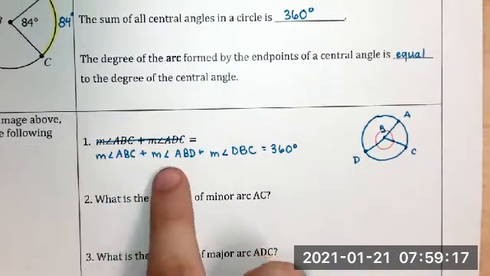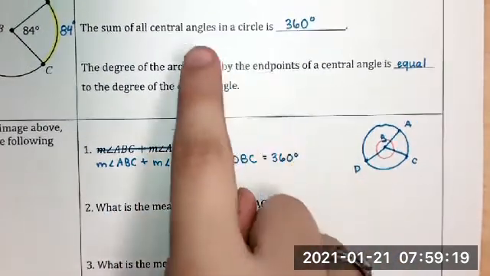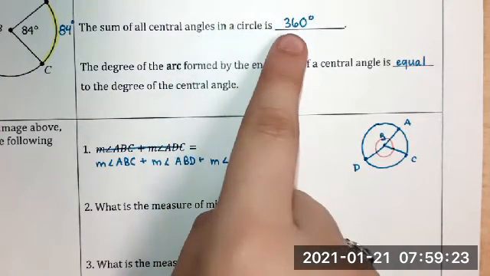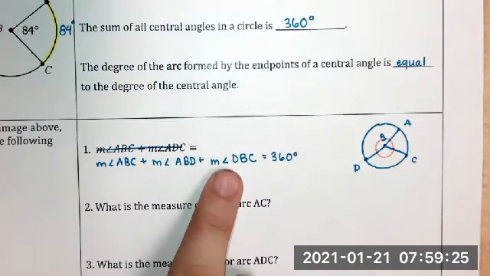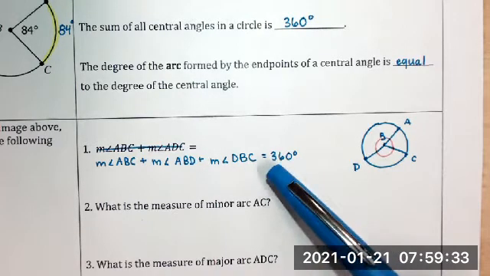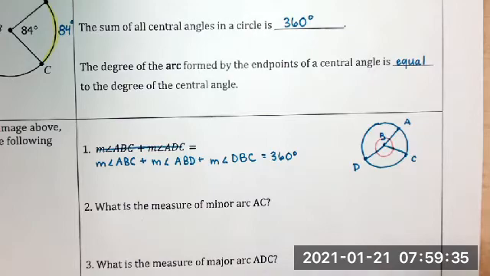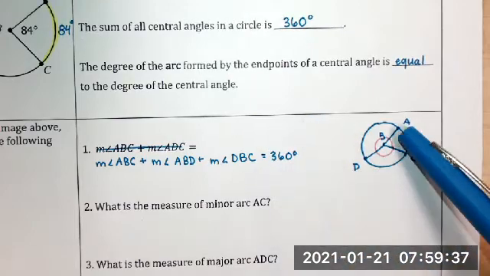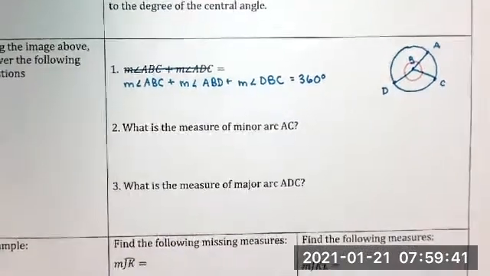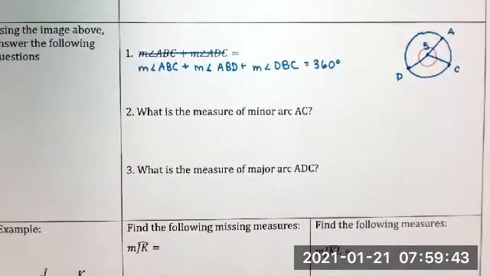So this right here is demonstrating this point here. The sum of all central angles in a circle is 360. These were all three central angles. They all add up to make 360. This is used to find many different angles in the circle. We use this, I call it the rule of 360 pretty often, to be able to find the other measures in the circle.